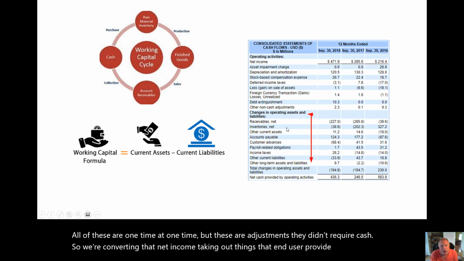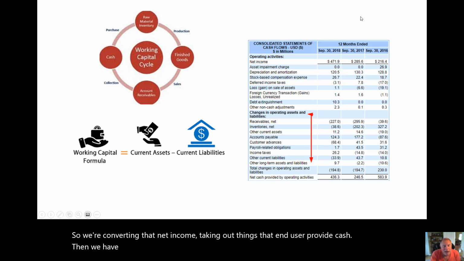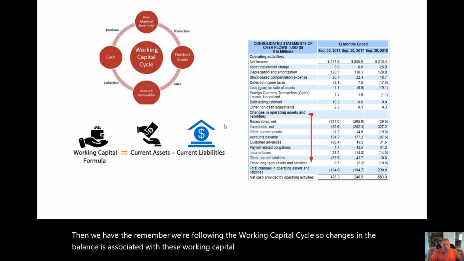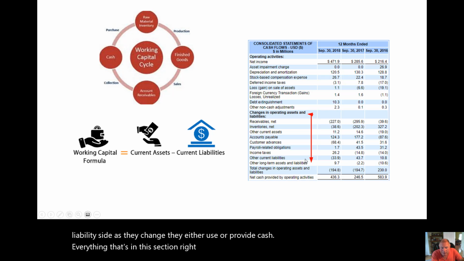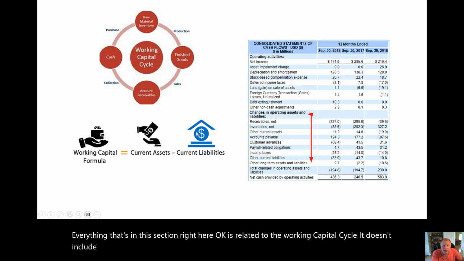So we're converting that net income by taking out things that didn't use or provide cash. But then, remember, we're following the working capital cycle. So changes in the balances associated with these working capital items, receivables and inventories, and on the liability side, as they change, they either use or provide cash. Everything that's in this section right here is related to the working capital cycle. It doesn't include anything long-term, non-current assets. They're handled differently. So there's really those two parts.